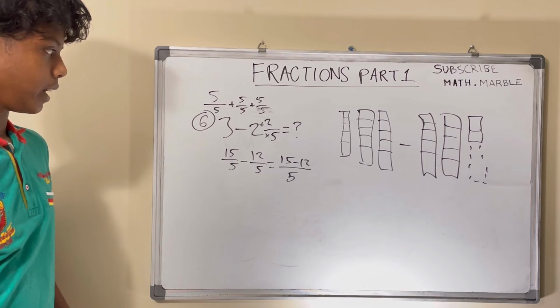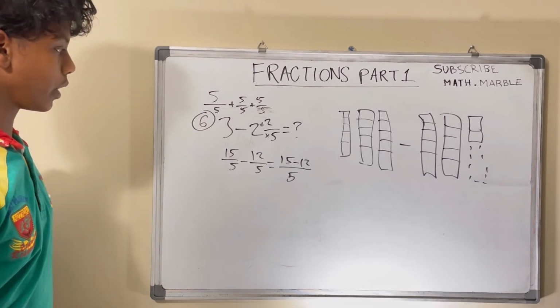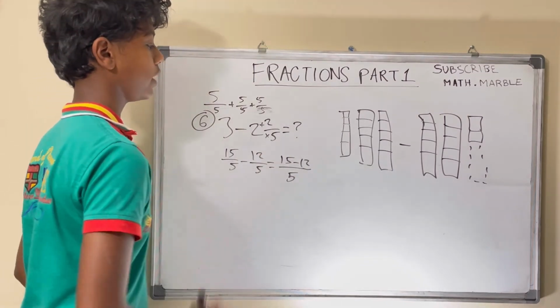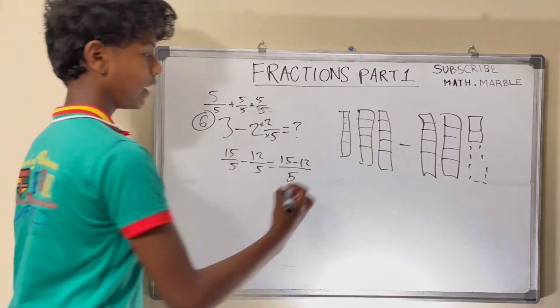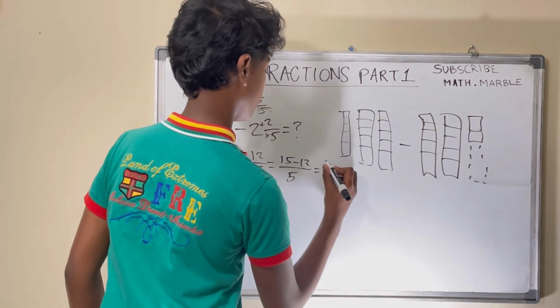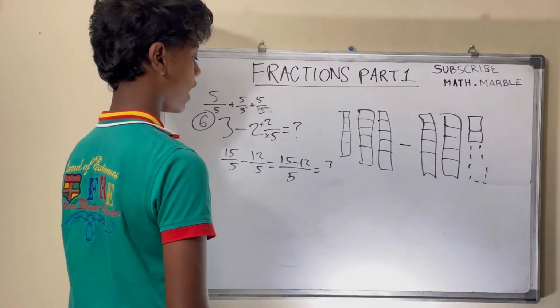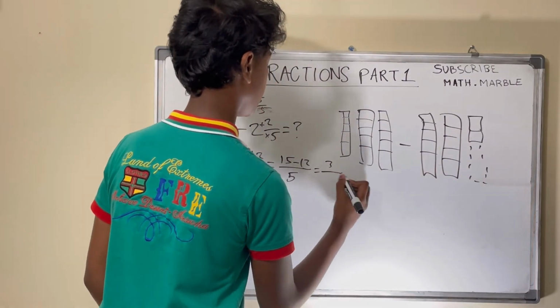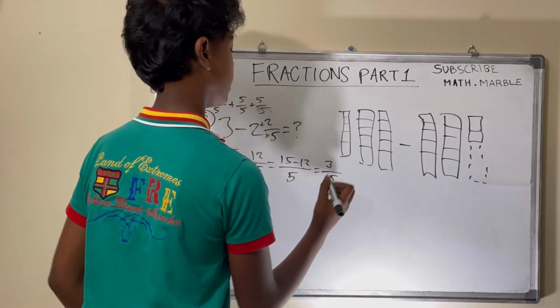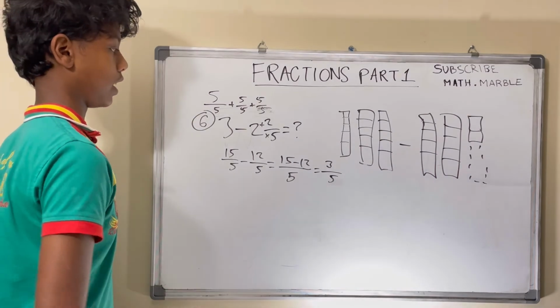So now all we have to do is do the question. So 15 minus 12 is 3. And our denominator is 5. So we just keep our denominator the same. 3 over 5.